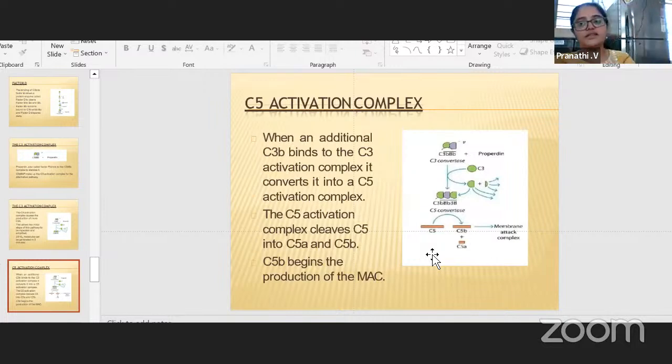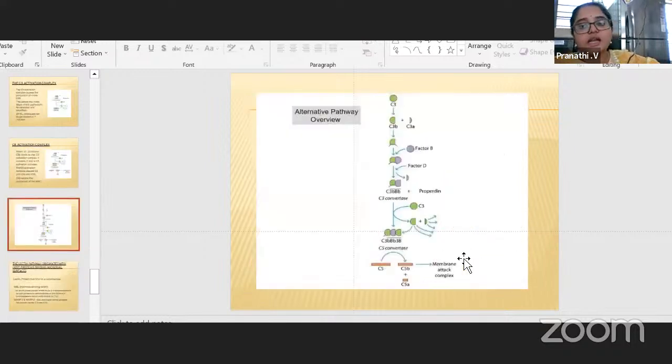Then when this activation complex comes into place, it cleaves C5 into C5a and C5b, and again you have the production of the membrane attack complex. So the final overview of the alternate pathway: C3 to C3b, then C3bBb is formed, finally properdin, and then this is known as your C5 convertase. Finally, this C5 to C5b plus C5a forms your membrane attack complex.